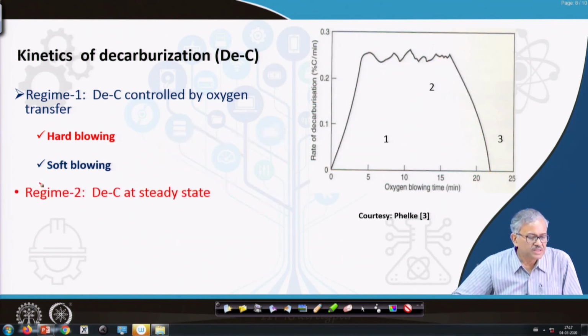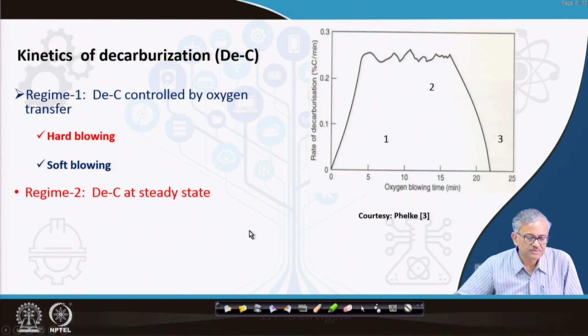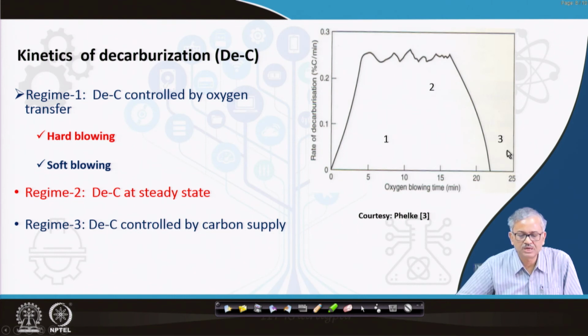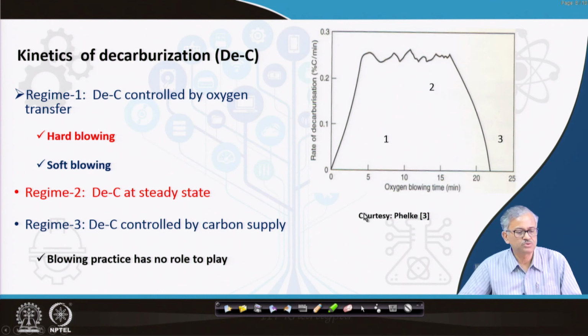Okay. Then you come to regime 2, here the decarburization is in the steady state, as I said, and then you have regime 3, decarburization that is controlled by the carbon supply, as I said, and blowing practice has no role to play. So, this is the kinetics of decarburization.